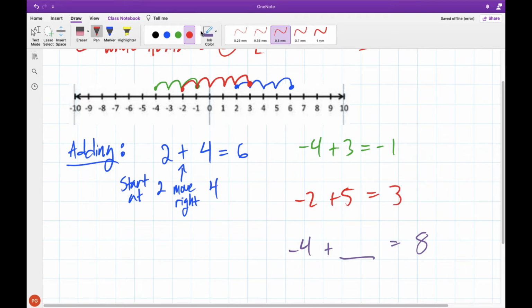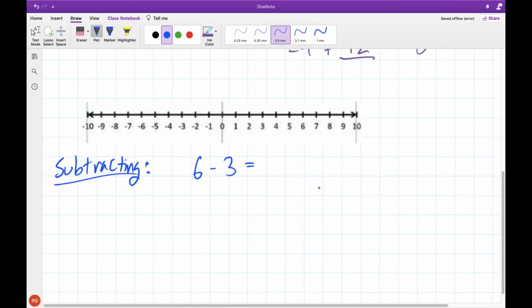Now, a question like this last one is a little bit tricky. What this is asking for is what number we want to put here so that negative 4 plus this number gives us 8. Well, we want to start down here at negative 4, and then we know that we want to end up at positive 8. And we can try and figure out how many steps it is going to take to go from negative 4 to positive 8. 1, 2, 3, 4, 5, 6, 7, 8, 9, 10, 11, 12. It's going to take us 12 steps to get all the way, so negative 4 plus 12 gives us positive 8.